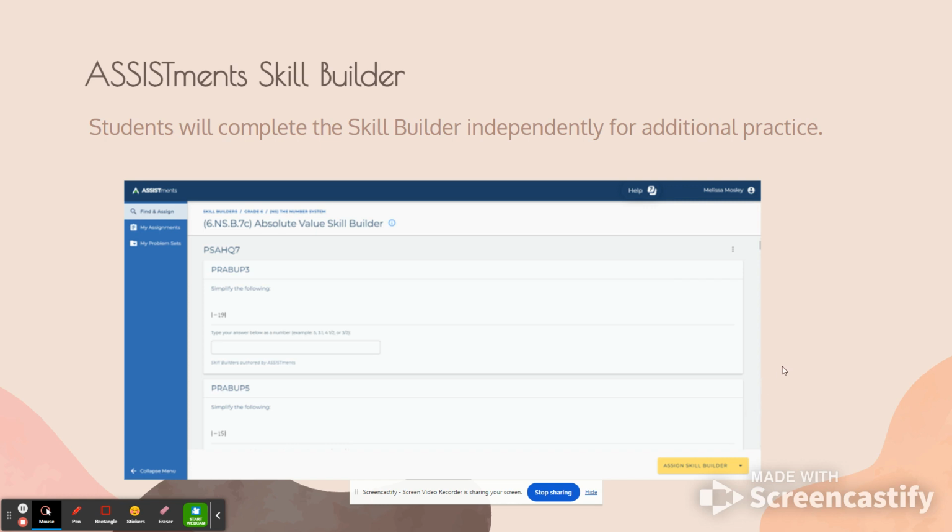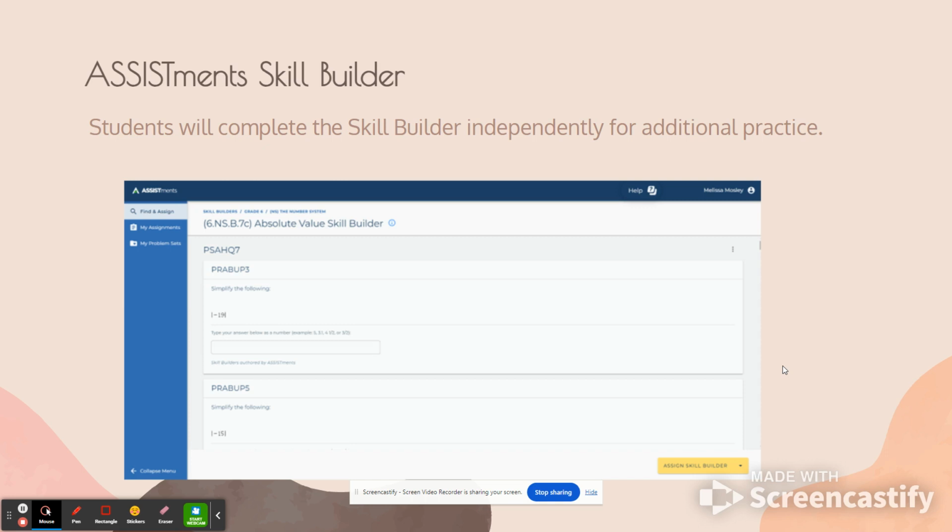So additional practice is going to be assigned through the Assessments Skill Builder. The Skill Builder is a special part of Assessments, and it doesn't matter which curriculum you use. It is set up under each of the frameworks. So I chose the framework for the absolute value. It gives a problem set of about 30 questions that they could be asked.